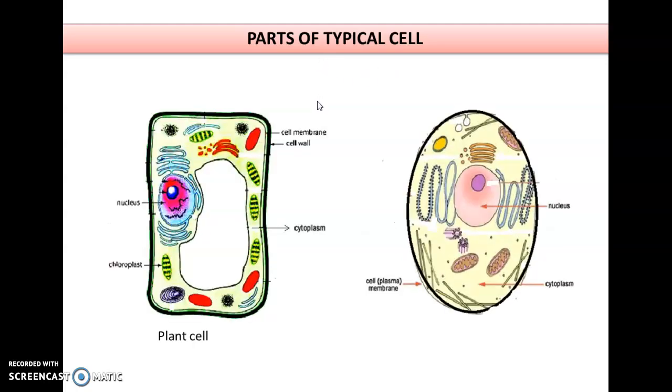Parts of a typical cell. As we know that cells are the building blocks of life, cells are of two types, plant cell and animal cell. So it is clear that plants are made up of plant cells and animals are made up of animal cells. Various parts of a plant cell are cell membrane, cell wall, cytoplasm, chloroplast and nucleus. Likewise, various parts of an animal cell are cell membrane, cytoplasm and nucleus. So let us see each part in detail.